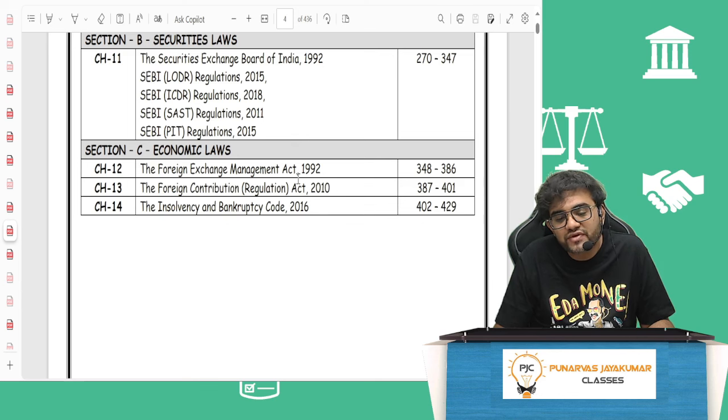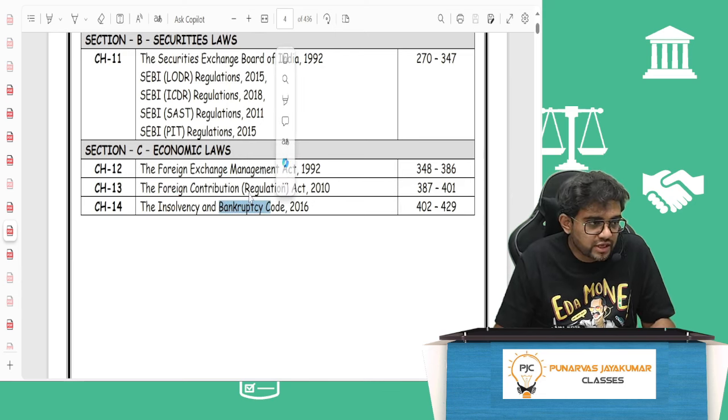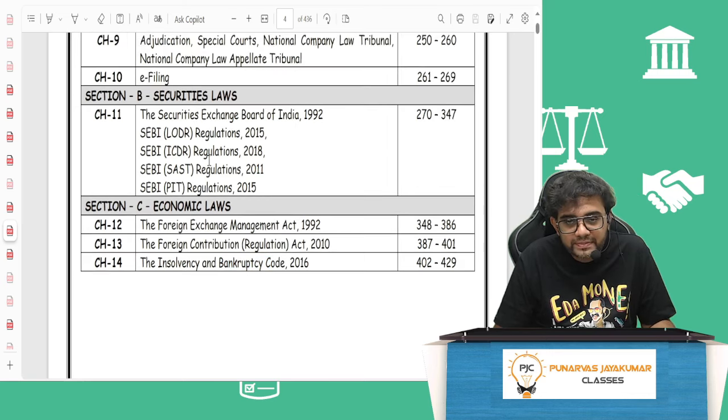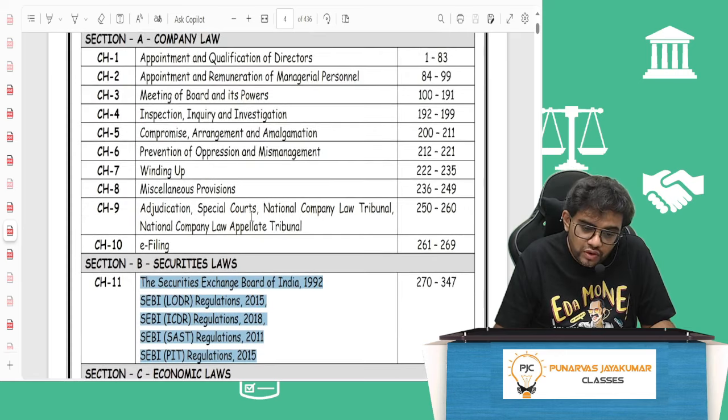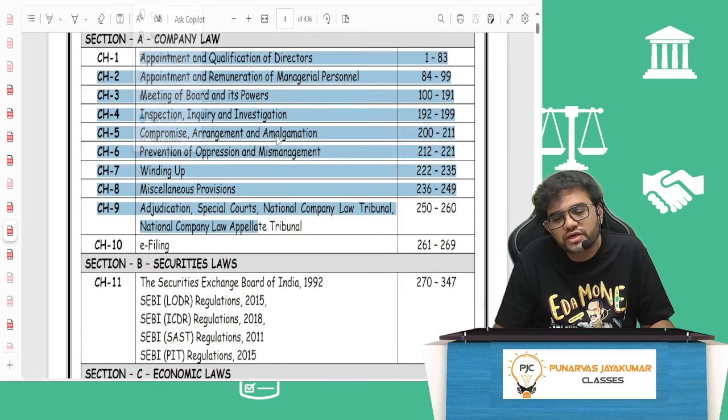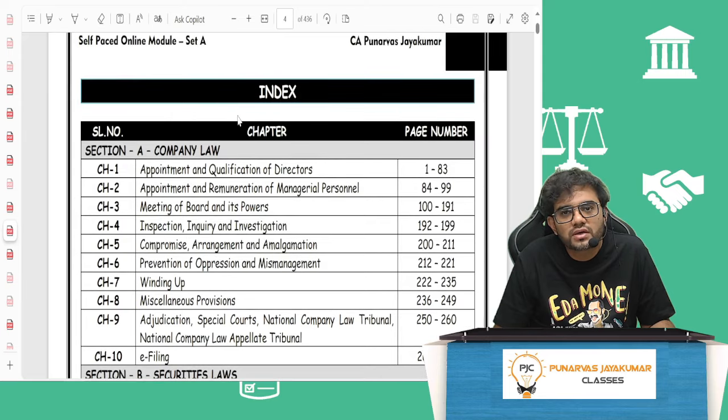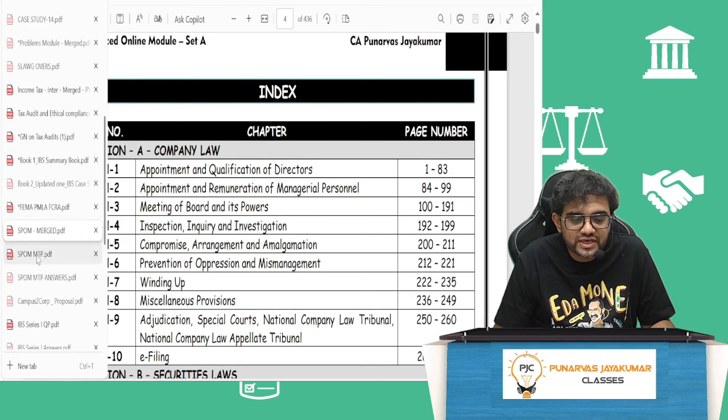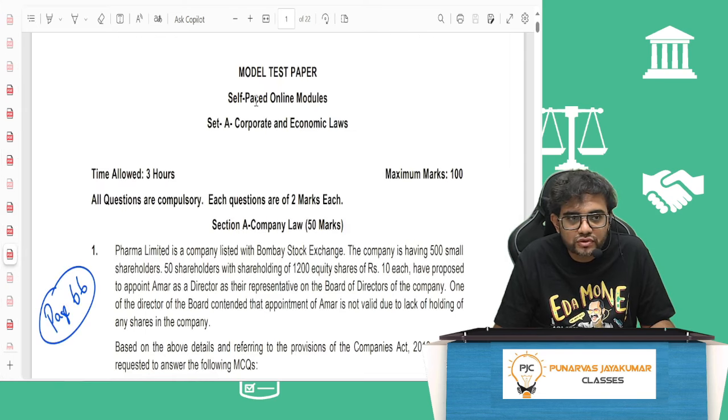Questions have come from FEMA and FCRA very much in IBS. The Insolvency and Bankruptcy Code has not come till now in IBS, I'm talking about Paper 6 IBS, and SEBI regulations have not come till now either. But all these things are very important for IBS and SPOM also. Just to give you a sense of what exactly the paper will be, let me take you through the paper. I'm happy to say that everything in this paper is covered in our material and in our classes, so it becomes very easy for you to understand.